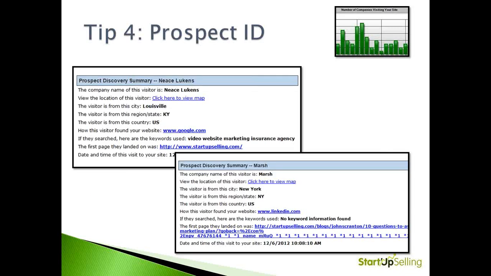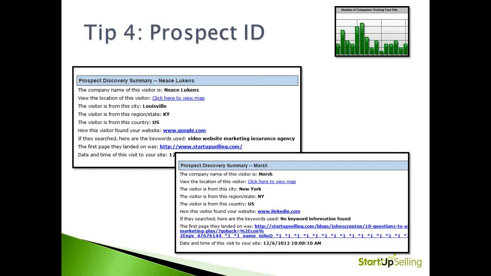So let's look at a couple samples. I grabbed 2 recent samples from our website. As you all know, we work with insurance agencies, so most of our website visitors are insurance agencies or the occasional insurance company. Here's one from Marsh, New York, so it was in their main office. They saw an article, a blog that I posted on LinkedIn, clicked through, and read my blog article on December 6th at 10:08 and 10 seconds a.m.